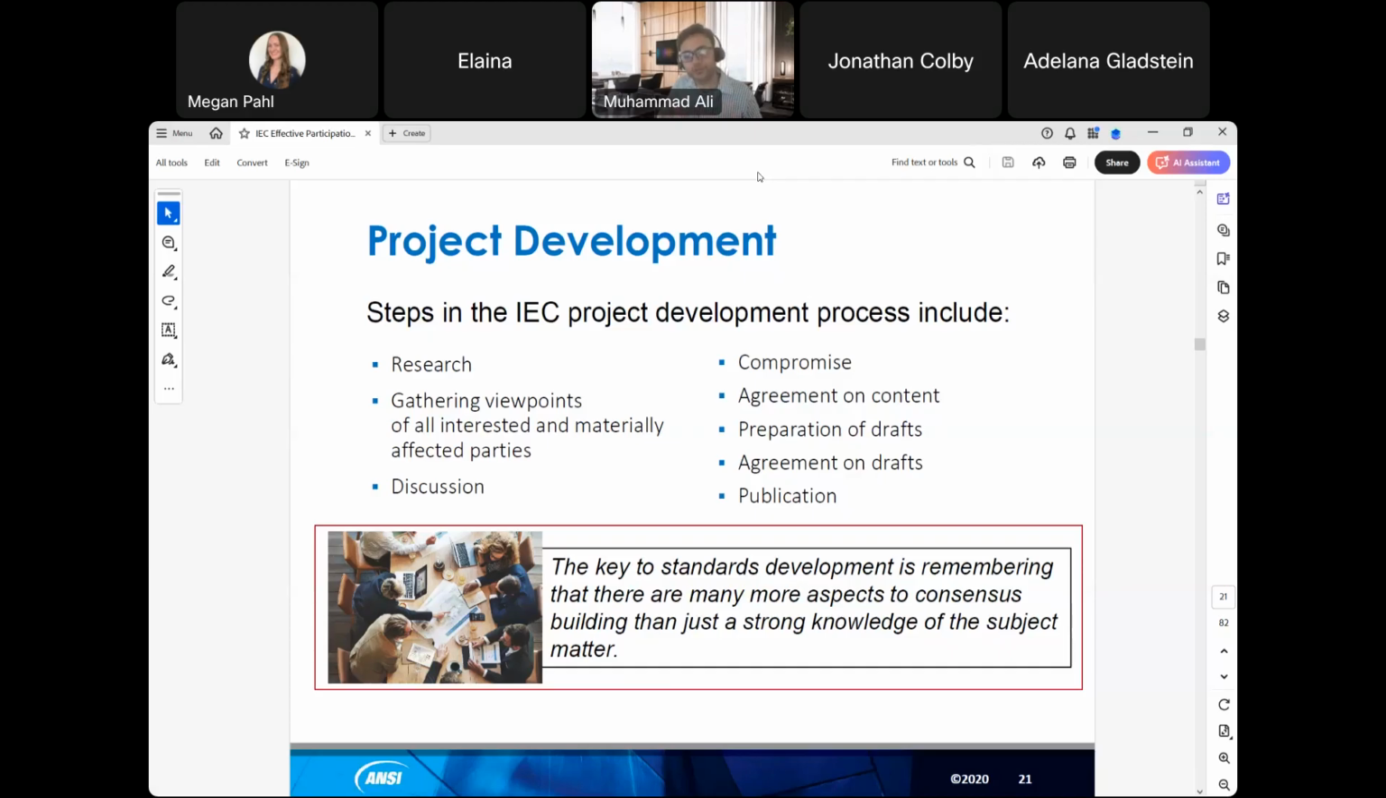You go back and forth until you come to a consensus where you are comfortable with moving forward. Agreements on those drafts come by voting, and then finally publication.